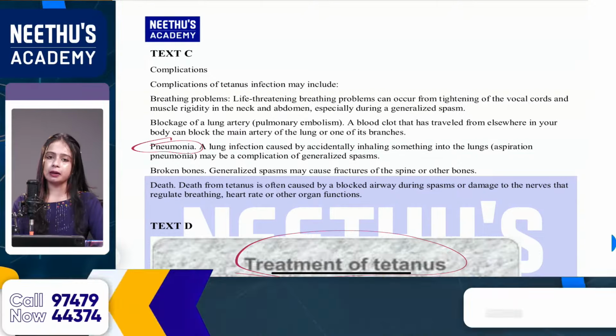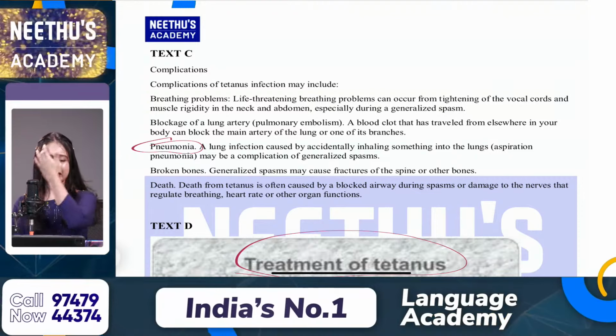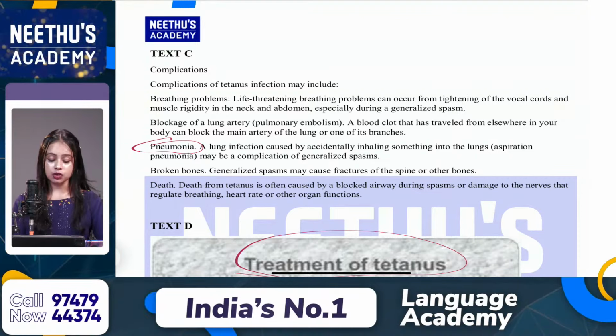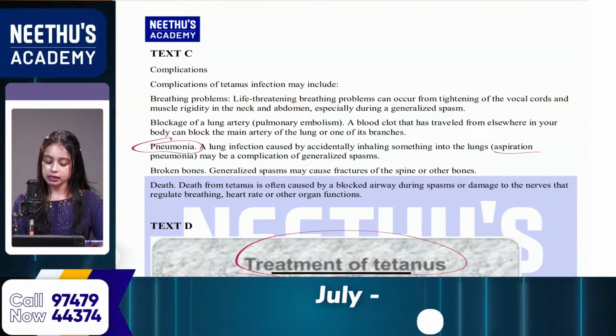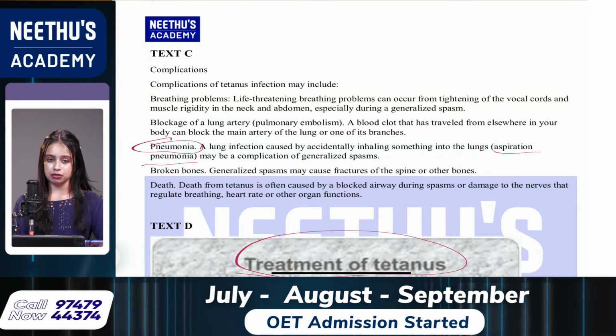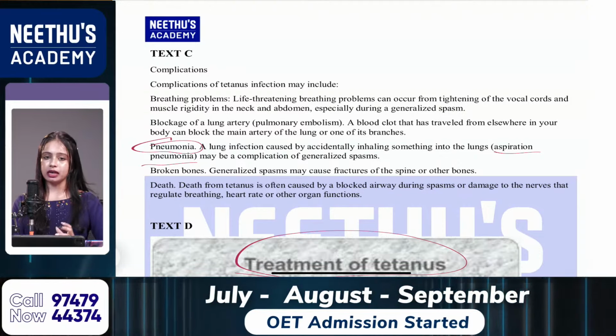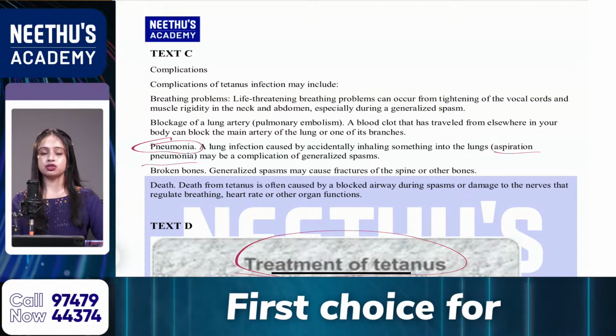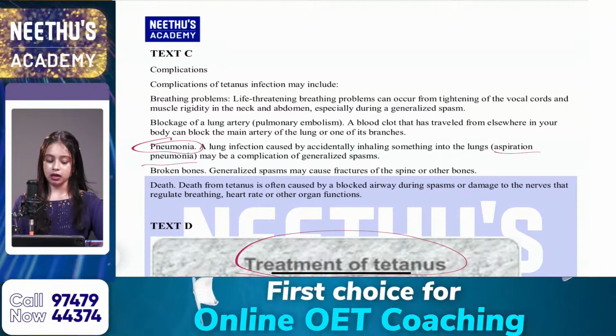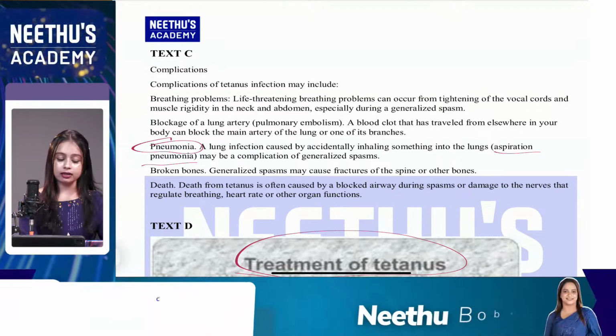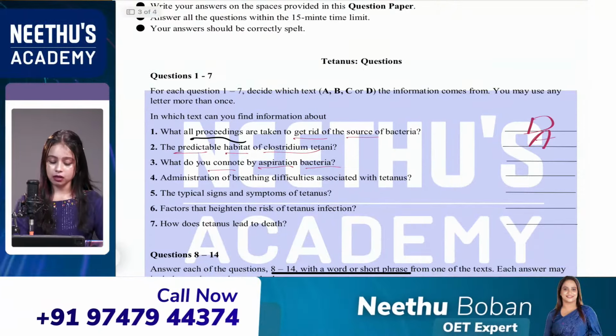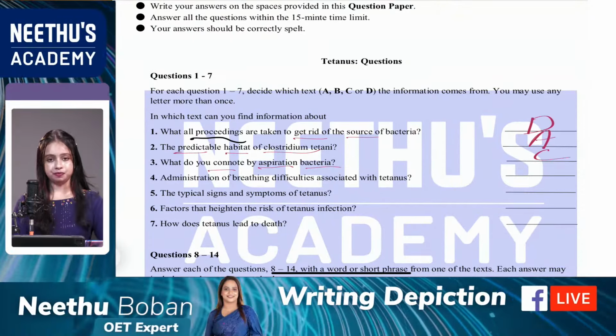So why is pneumonia happening? Because of this particular bacteria, virus or something. So in the bracket, aspiration pneumonia is mentioned, which means aspiration can happen or pneumonia can happen due to a particular virus. Okay, so that is the answer of bacteria. So of course the answer is text C.